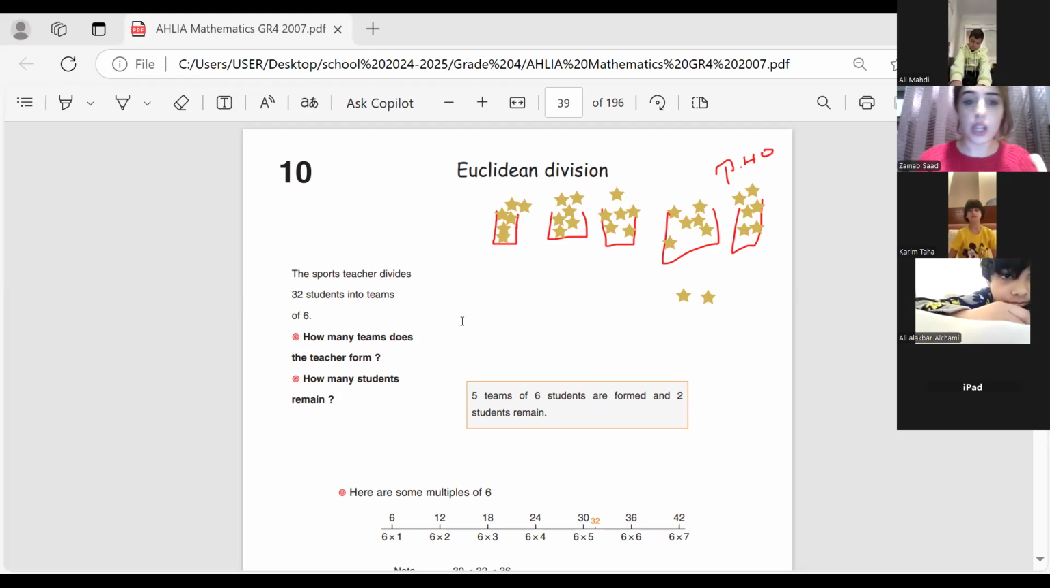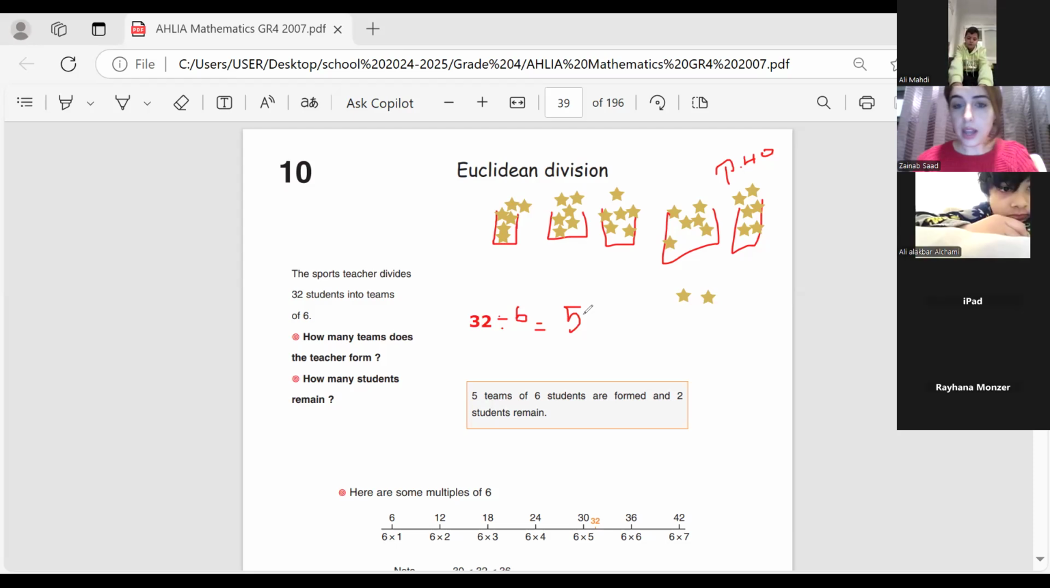I mean, she actually did 32 divided by 6. It gave her 5, but with a remainder of 2. It means that we still have 2 that we couldn't divide. We couldn't put them in a group. This is what we call a not exact quotient, okay? So it's not an exact quotient.